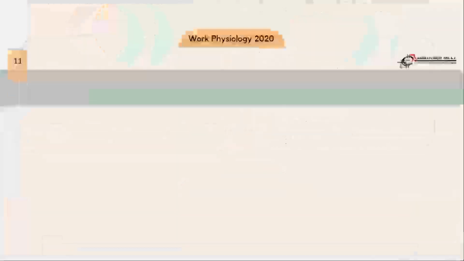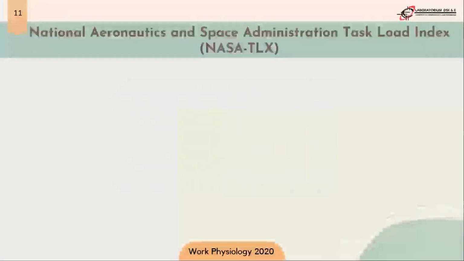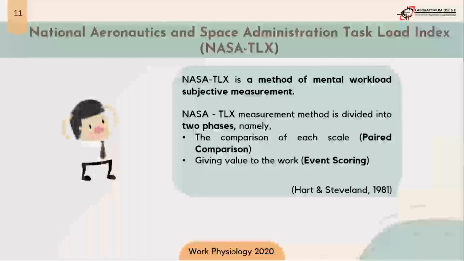Okay, we will focus on the NASA TLX method. NASA TLX is a method of subjective mental workload measurement, and it is divided into two phases. The first phase is the comparison of each scale, paired comparison, and the second is giving value to the work, event scoring.